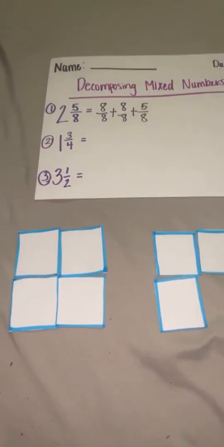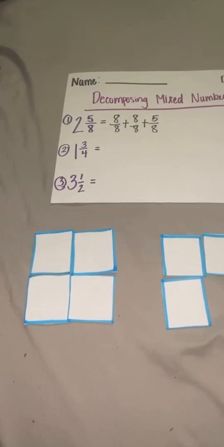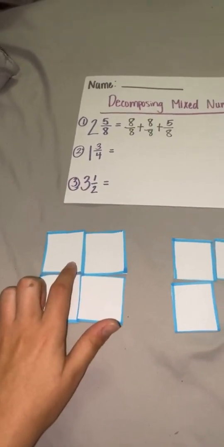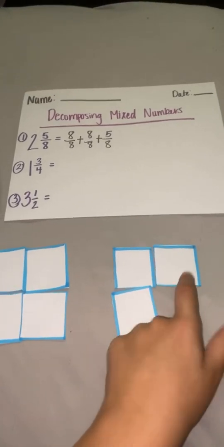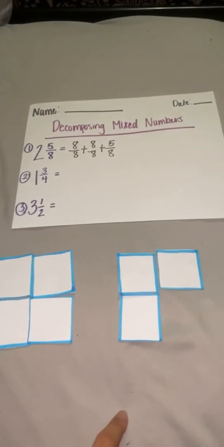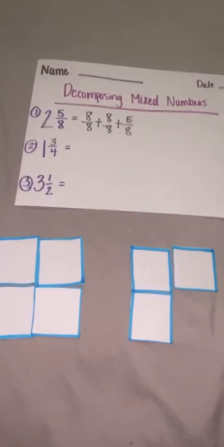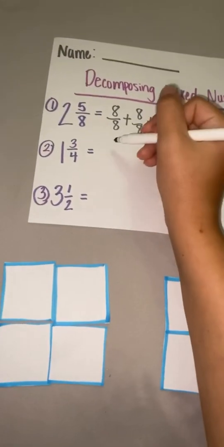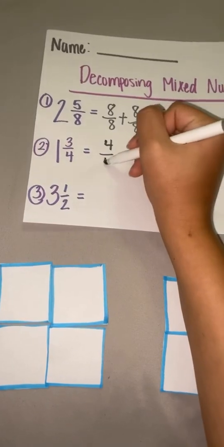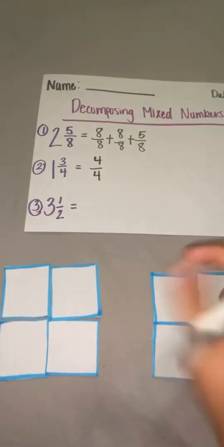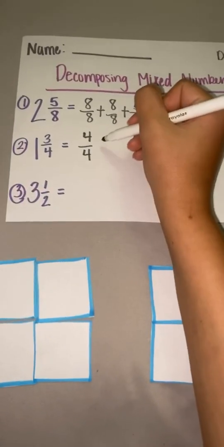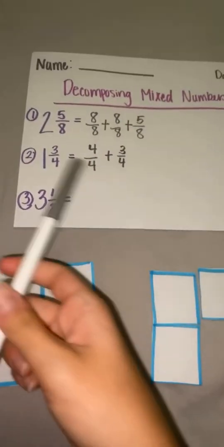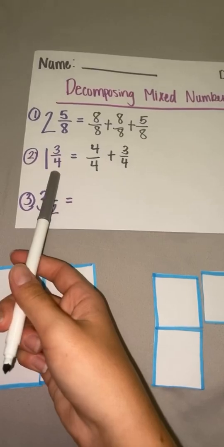So now your students should be able to think that they have 1, 2, 3, 4, 4/4, which is 1 whole, plus another 1, 2, 3 fourths, which is 3/4. And now your students will come to the top and write that they have their 4/4, which is their 1 whole piece here, plus another 3/4, and that equals 1 3/4 as the mixed number.